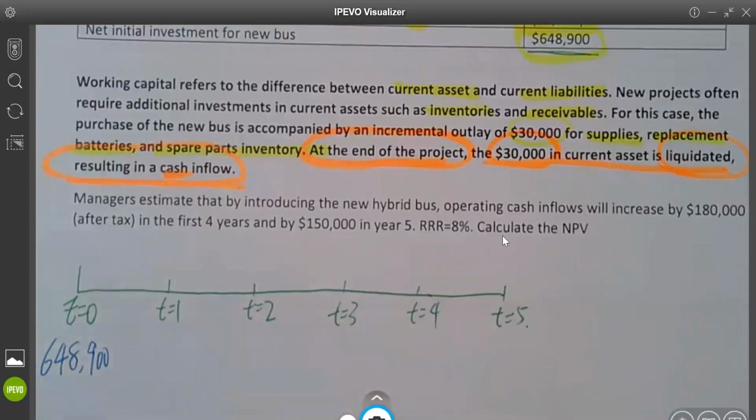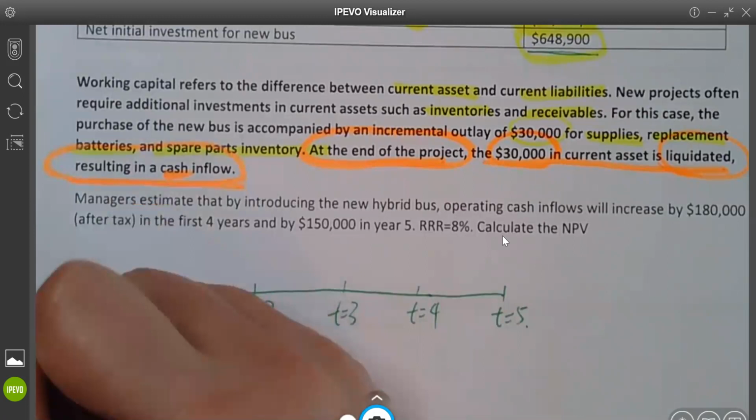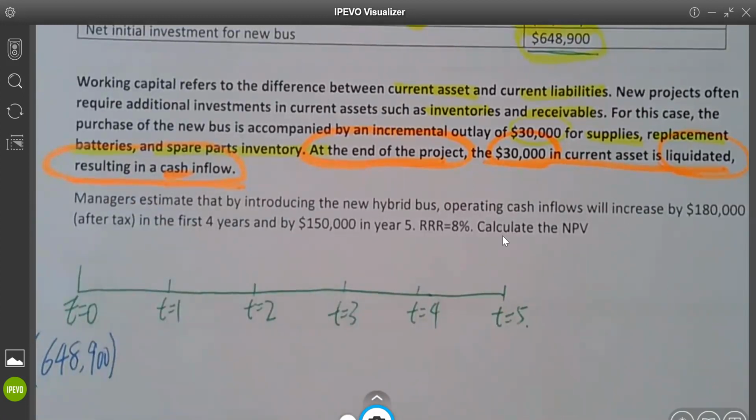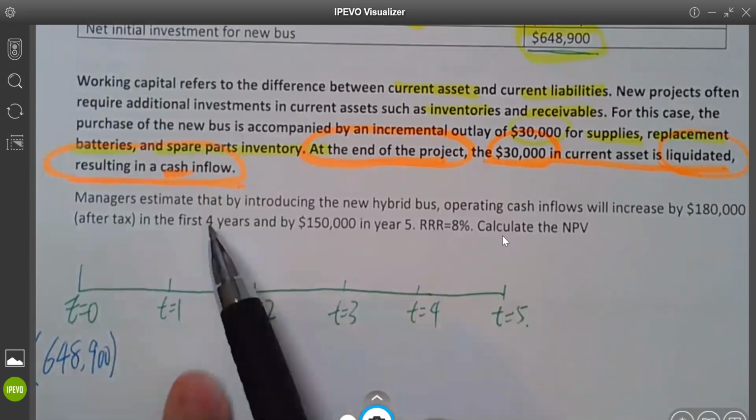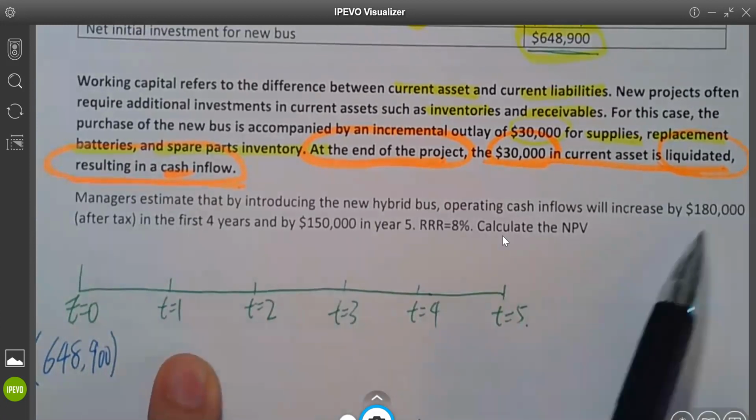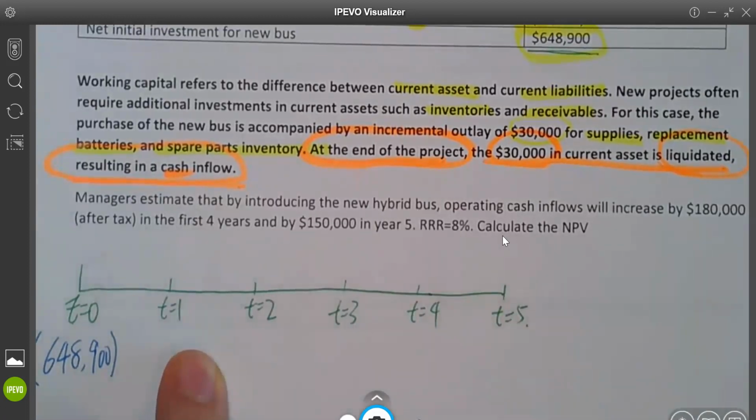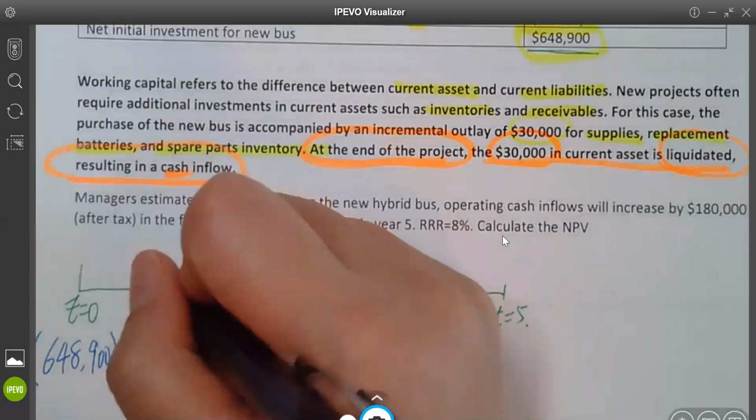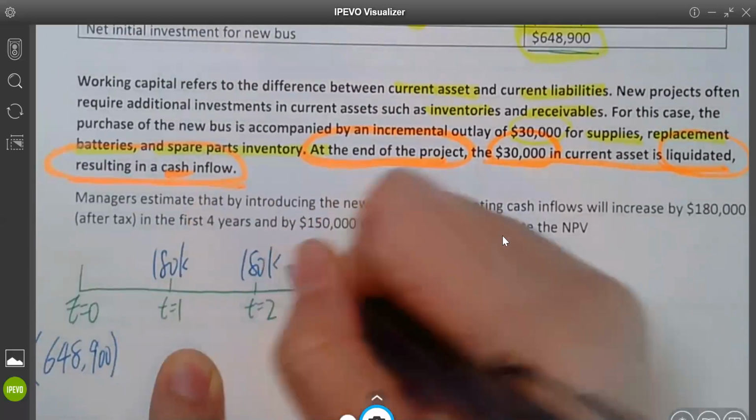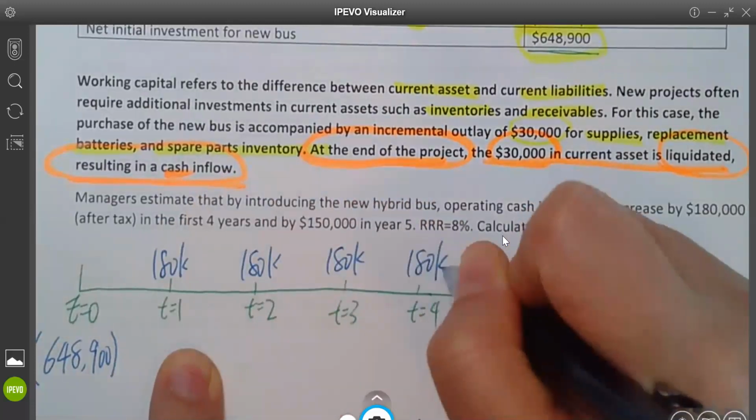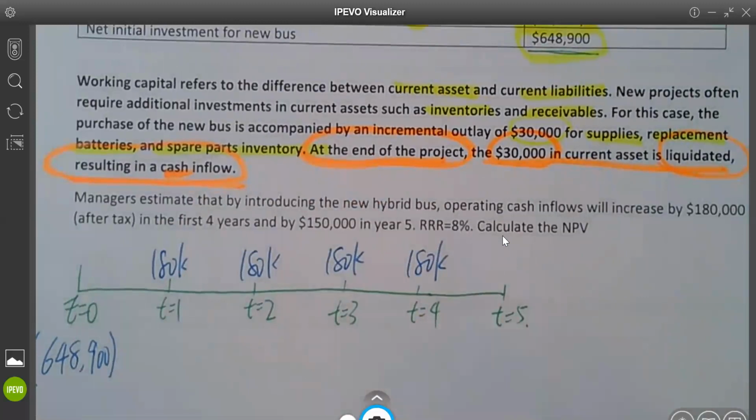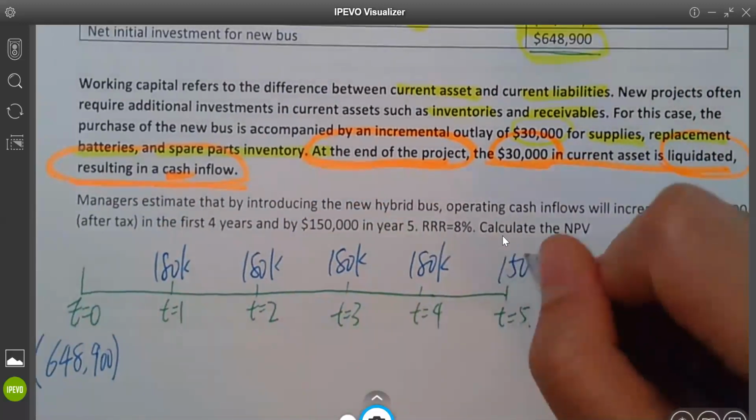So at the beginning of the project, you have to invest 648,900. This is outflow, right? Make sure this is outflow, so we have to put the negative number there. And then from the first year, for the first 4 years, every year operating income increased by 180,000. So that's extra cash inflow. So we have 180,000, 180,000, 180,000, 180,000. And then in the 5th year, it will increase by 150,000, right?